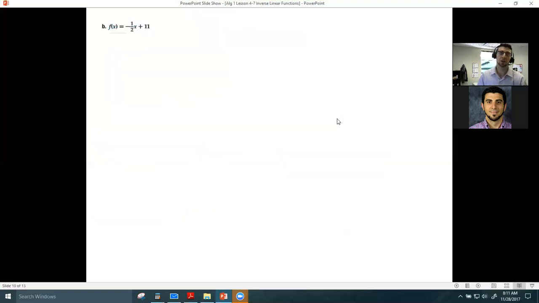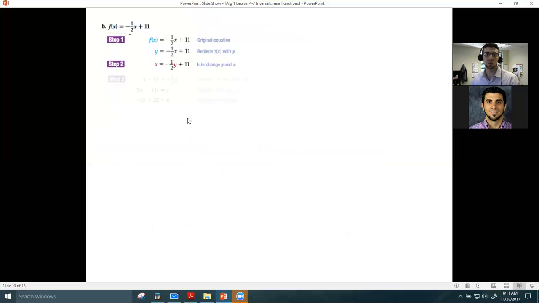How about this one? Let's find the inverse here. So first step, replace f of x with y, then interchange the x and y's, then solve for y. Here what I would do is subtract 11 from both sides and then multiply both sides by -2. Okay, because -2 is going to cancel out the -1/2.